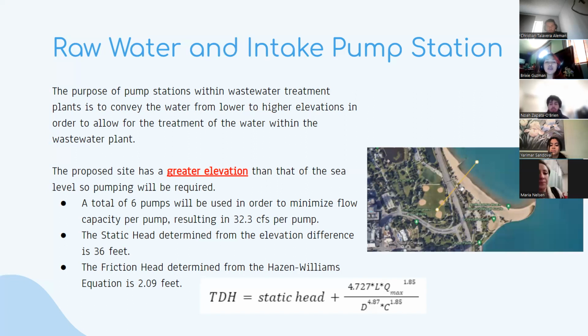This is the equation used for total dynamic head, and it was static head plus 4.727 times the length of the force main times the Q max to the power of 1.8 over the diameter that we determined for the pipes to the 4.8 power times the C value, which we determined to be 140.